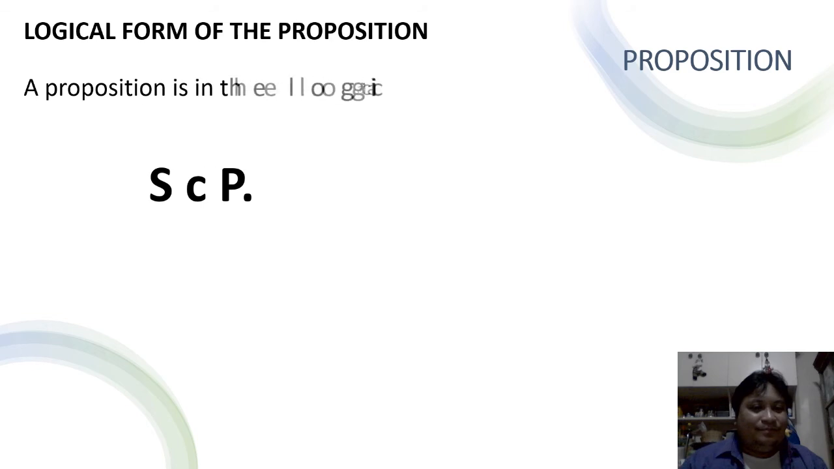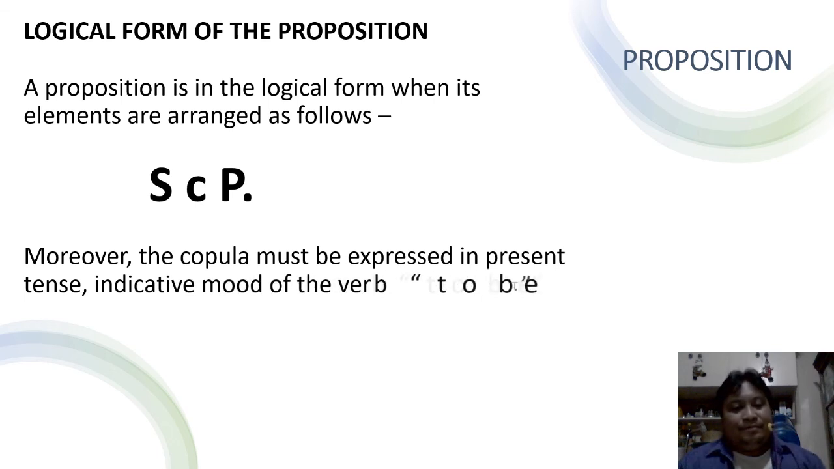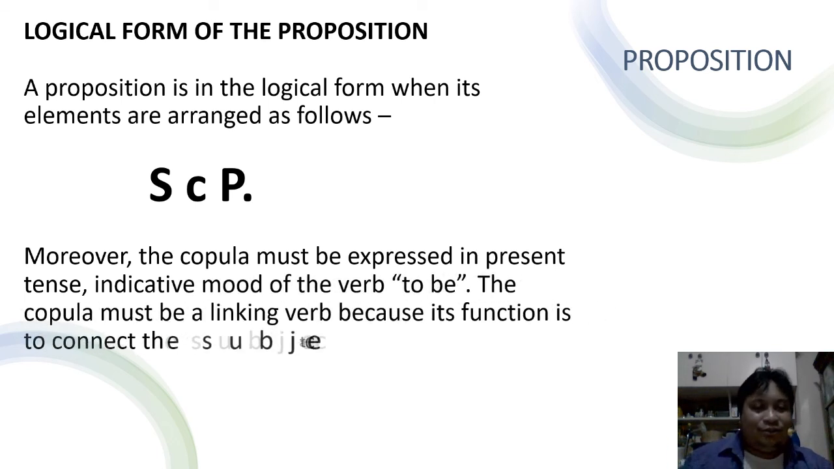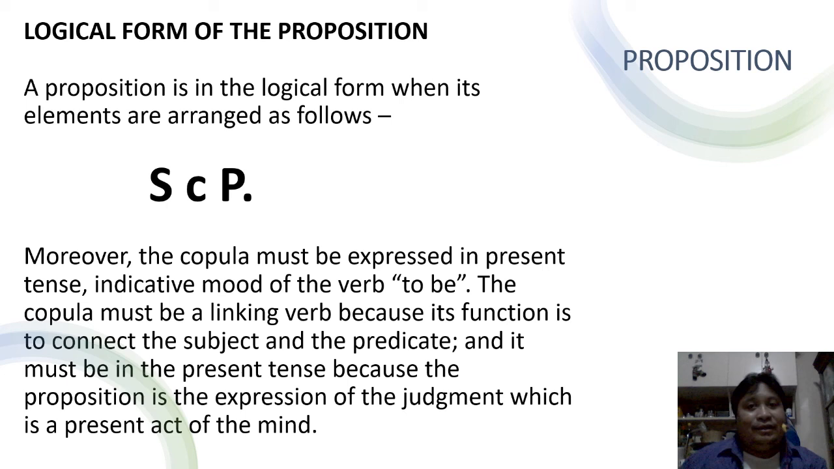Okay, the logical form. The proposition in its logical form has the elements arranged as follows: the subject, the copula, and the predicate, period. Moreover, the copula must be expressed in the present tense, the indicative mode of the verb to be, usually linking verbs like is, are. The copula must be a linking verb because its function is to connect the subject and the predicate. And it must be in the present tense because the proposition is the expression of the judgment, which is a present act of the mind.